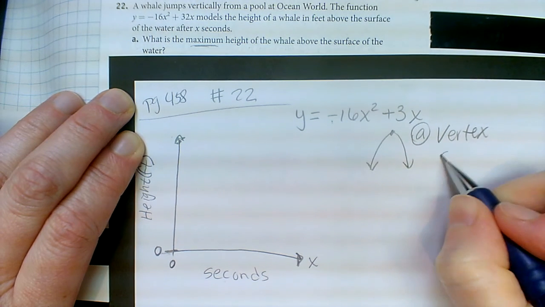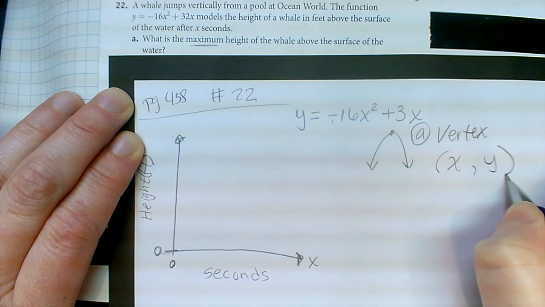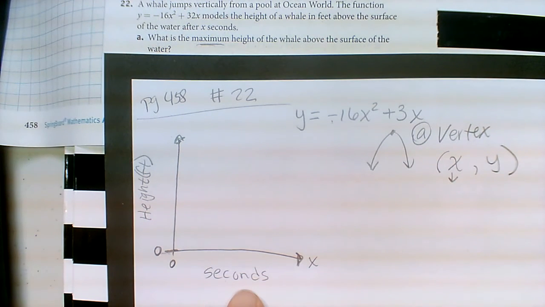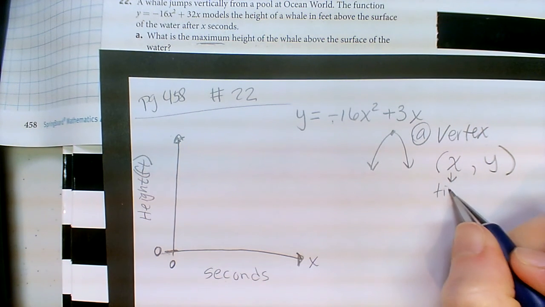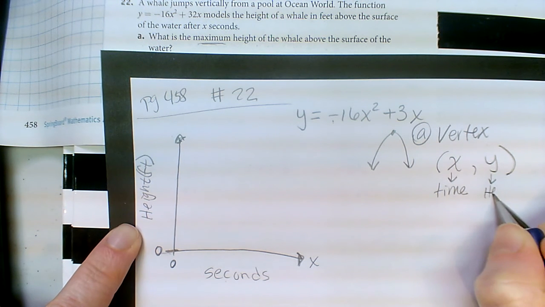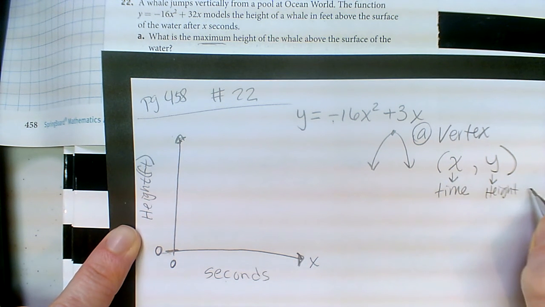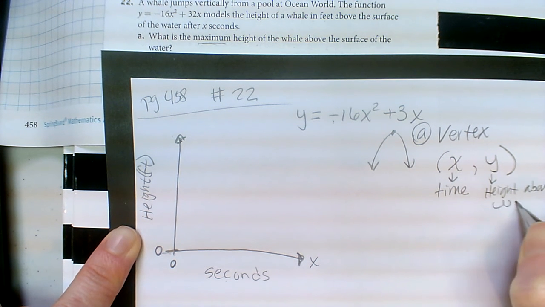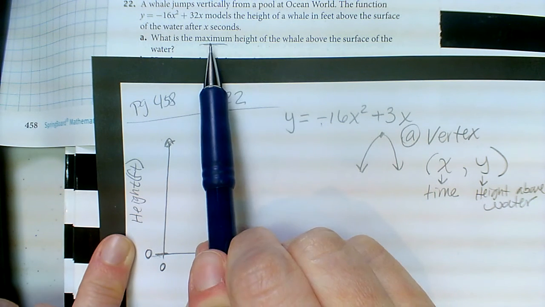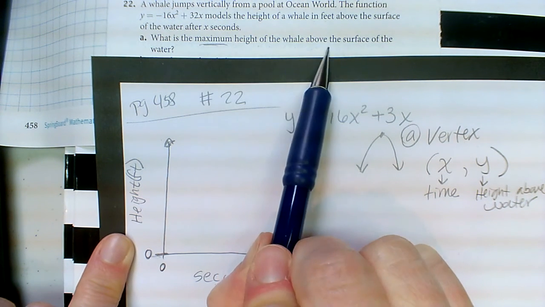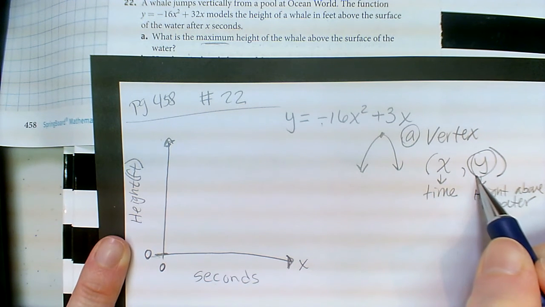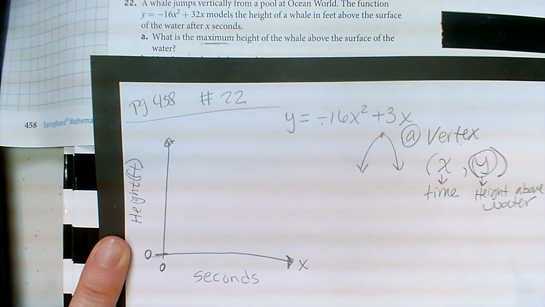And let's think about that vertex. We have x comma y for the vertex. What do our x's stand for? I just wrote it right there. It's time. X is time. And what is y? Y is the height above the water. Okay? Height above the water. And the question is specifically wanting to know what is the maximum height of the whale above the surface of the water. So they're wanting us to figure out the y value of the vertex of the function.